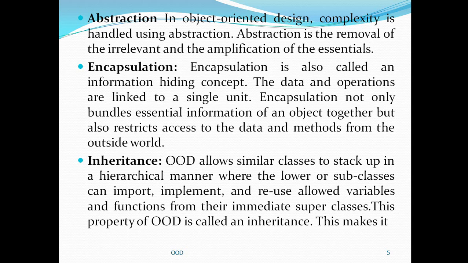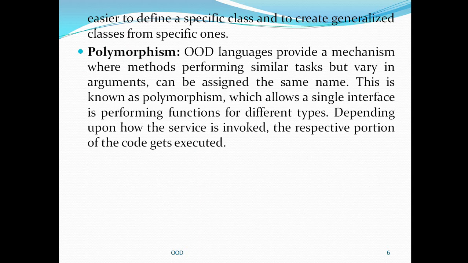The next one is inheritance. Inheritance means reuse. The purpose of inheritance is reuse of the code and reuse of the objects. Object oriented design allows similar classes to stack up in a hierarchical manner, where the lower classes or subclasses can import, implement and reuse the variables and functions from their immediate superclasses. This property of object oriented design is called inheritance. This makes it easier to define a specific class and to create a generalized class from the specific one.